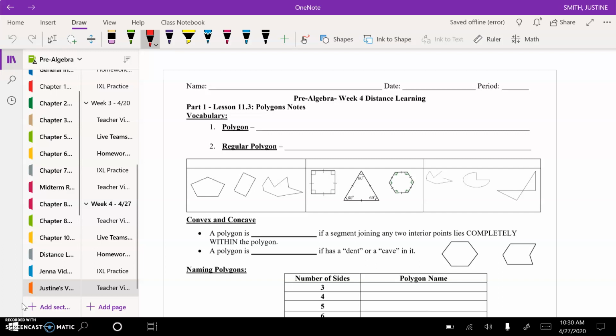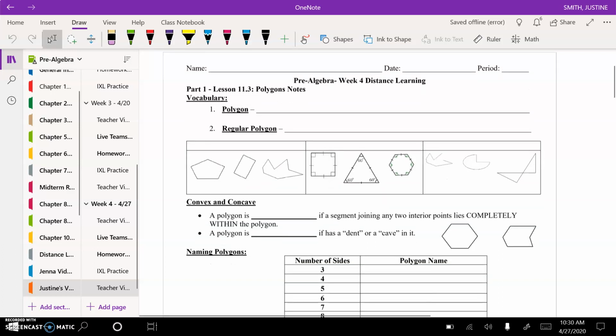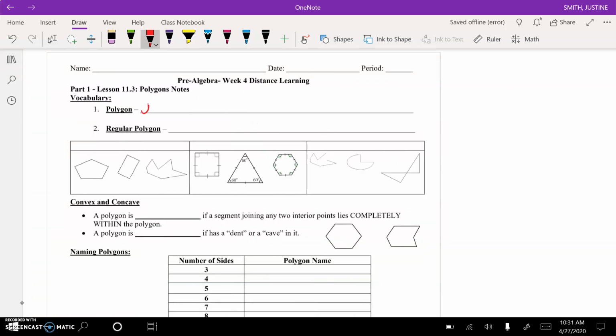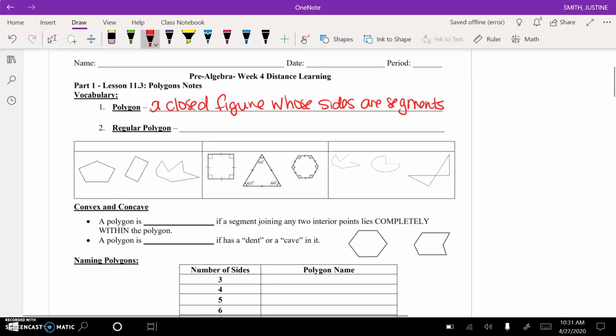All right. So we are starting the next section, which is polygons. And we're just going to start by going through some definitions here. So a polygon, first of all, is a closed figure, whose sides are segments that intersect at their endpoints.